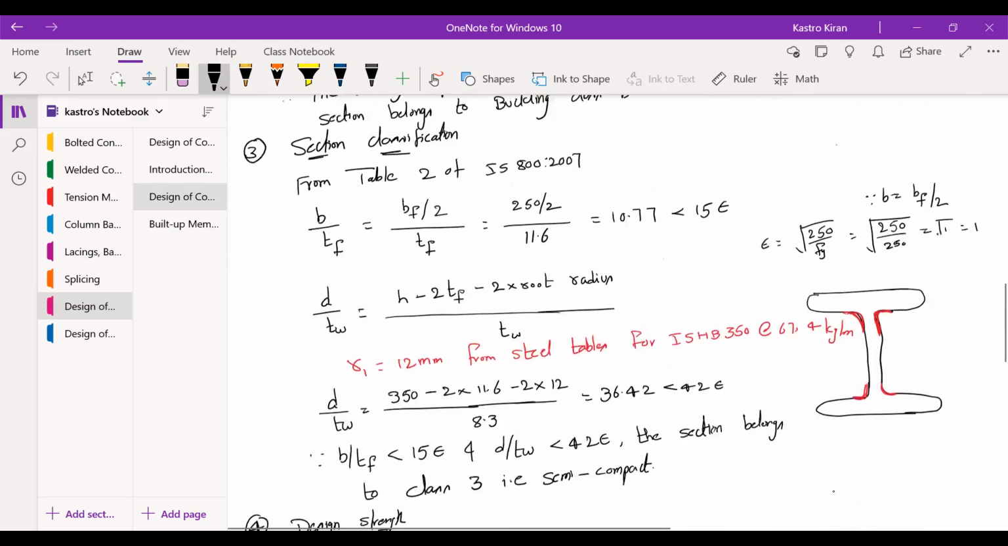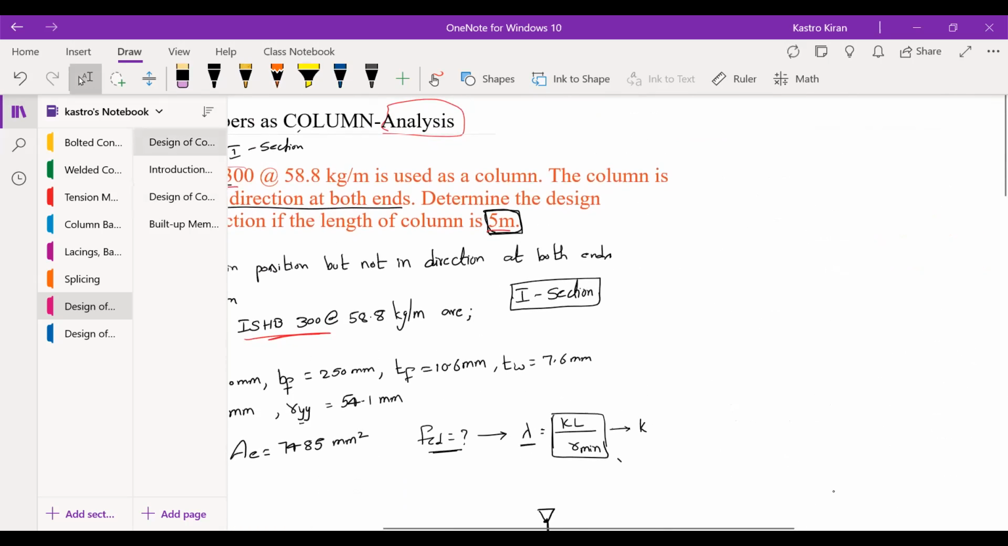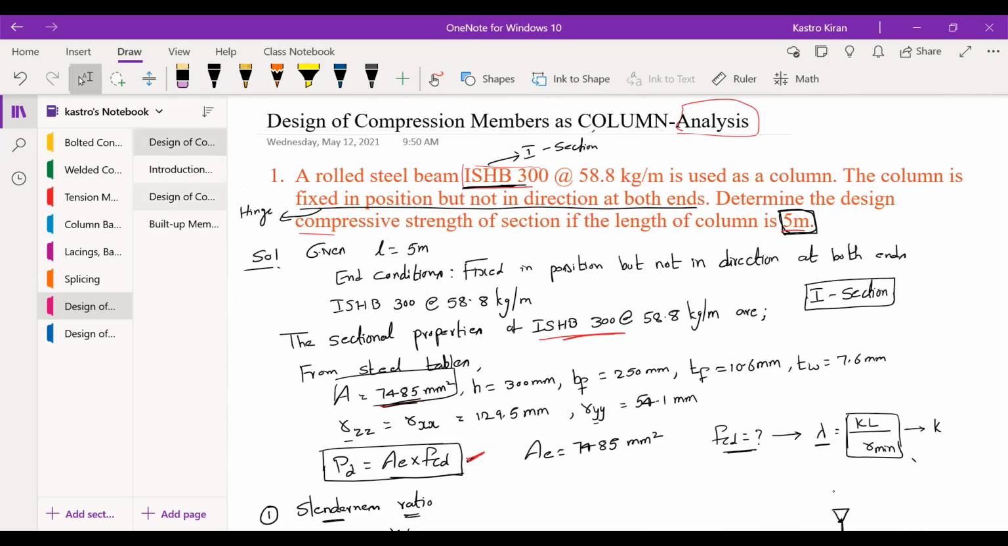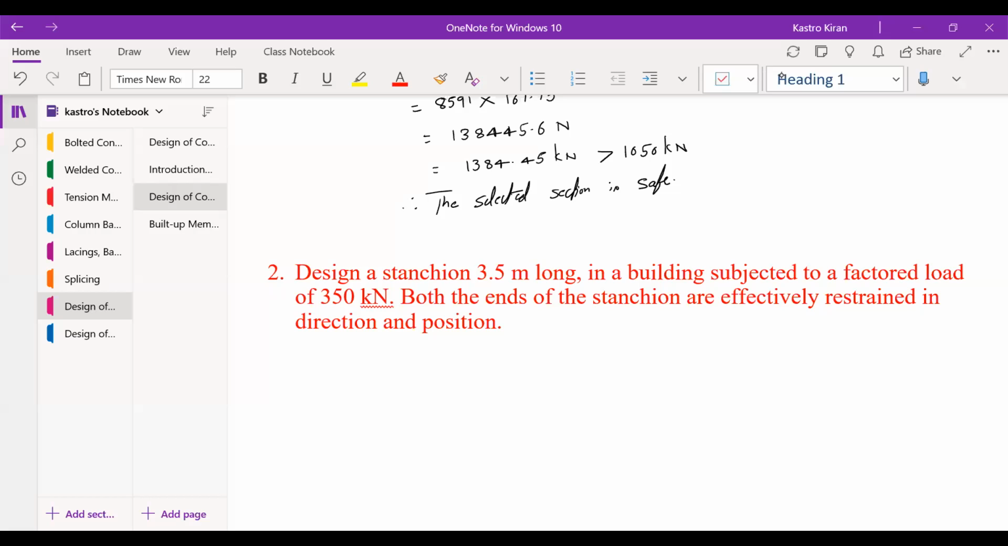And this is how the entire design process of compression members as a column works, right? So this problem talks about the design process. In the last class, we talked about the analysis type of problems, right? So you can keep these two problems as an assignment, or you can solve these problems so that you will have an understanding of the process. So try to solve this problem. Design a stanchion. Stanchion is nothing but column. Remember, stanchion or column, they both are the same.